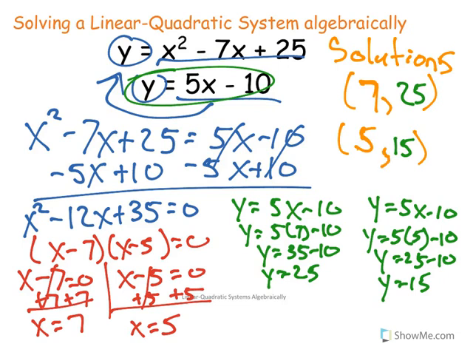And if we check, obviously we did the second one, but if we want to go back and check the first one, when I check 7, 25, when I sub in 7, I get 49 minus 49 is 0, plus 25 is 25. And if I use 5 in the first one, I get 25 minus 35 is negative 10, plus 25 is 15. So they both will check.